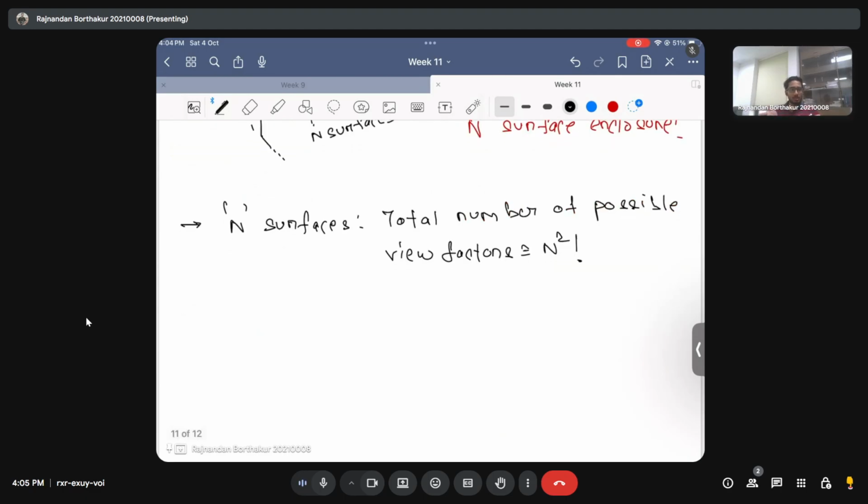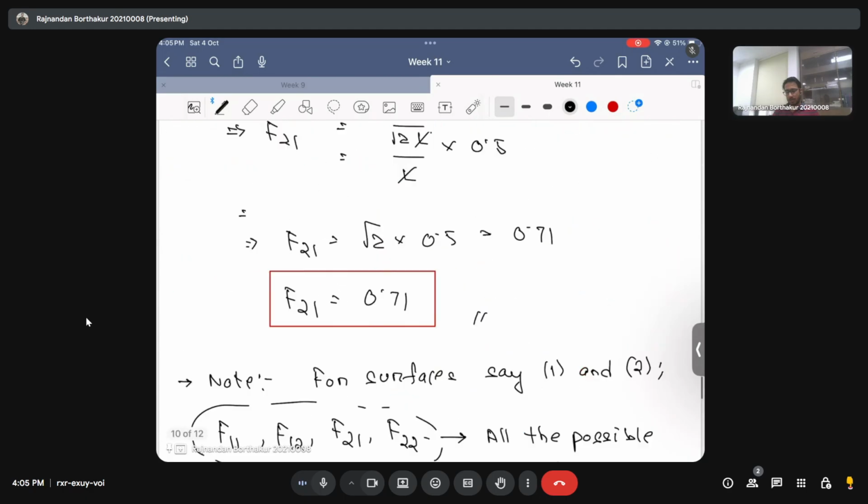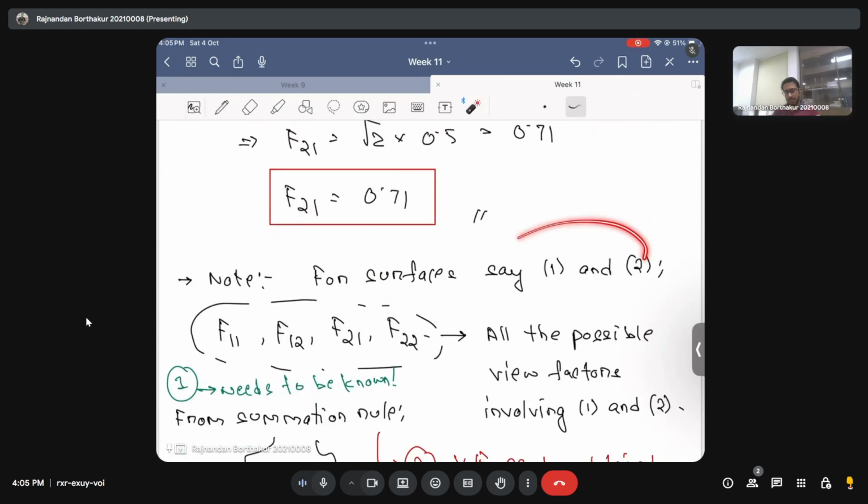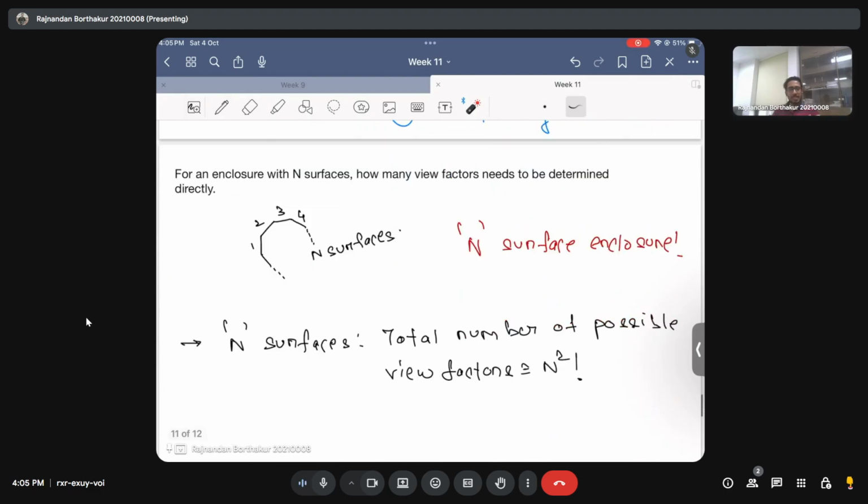So in order to do this proof that the total number of possible view factors is going to be n squared, first of all you can pick a simple case where there are two surfaces. We saw that for surfaces 1 and 2, there are four view factors that are possible, which are F11, F12, F21, and F22. Precisely that's what we saw in the example that I discussed. So for two surfaces, there are four view factors. You can generalize this for n surfaces, which will have n squared total number of possible view factors, and I'll prove that the total number of possible view factors is going to be n squared.